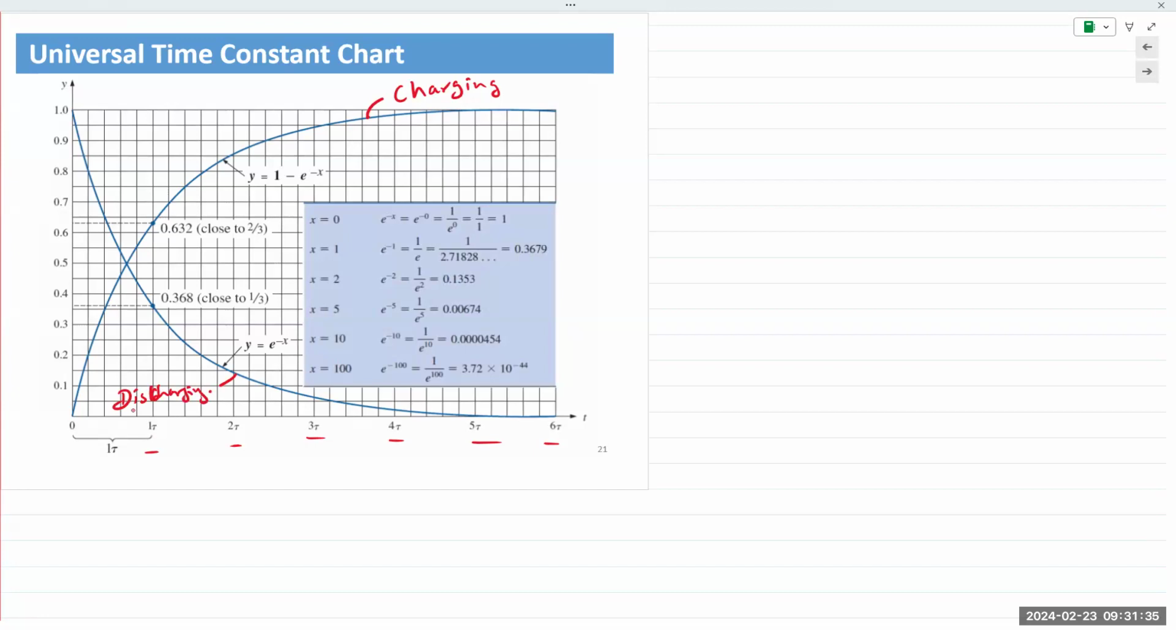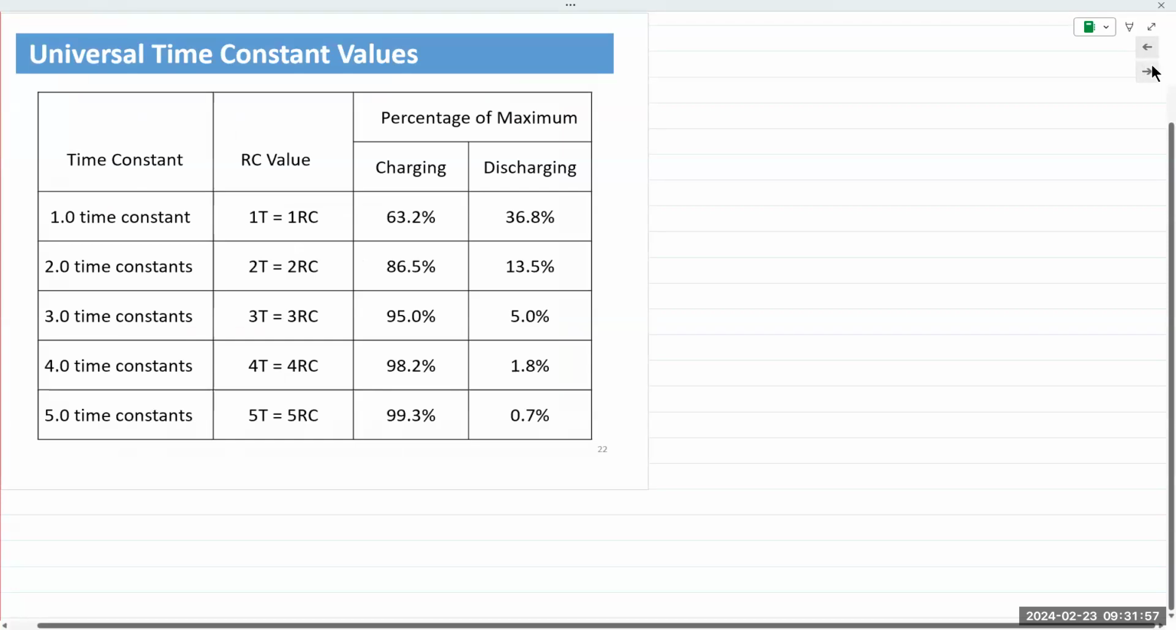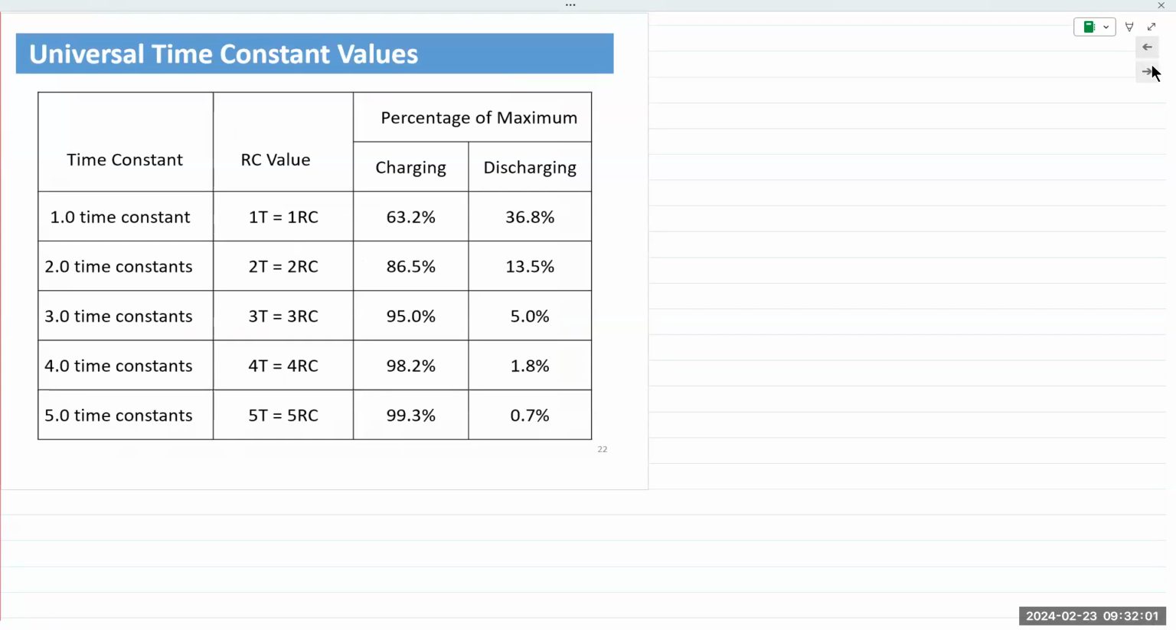All equations include the exponent. And so all curves, graphs, or charts relating to transient analysis will always have this form, will always have this shape. The only thing that changes is the value, but everything else remains the same. And the values for the time constant chart will also remain the same.